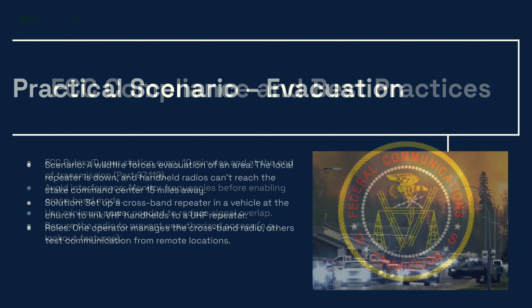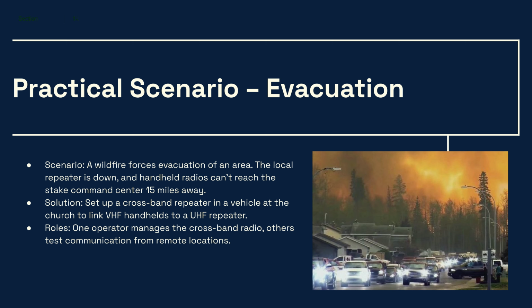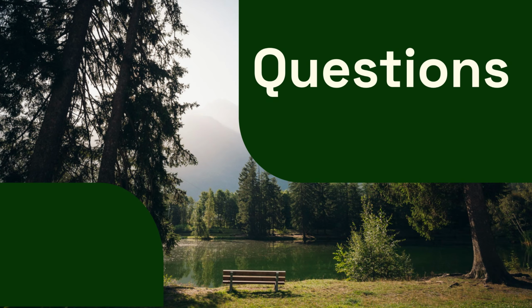Next slide, please. Practical scenario: an evacuation. Wildfire forces evacuation of an area. The local repeater is down and handheld radios can't reach the state command center 15 miles away. Solution: set up a crossband repeater in a vehicle at the church to link VHF handhelds to the UHF repeater. Roles: one operator manages the crossband radio, others test communication from remote locations. And next slide, that is the training for this evening.